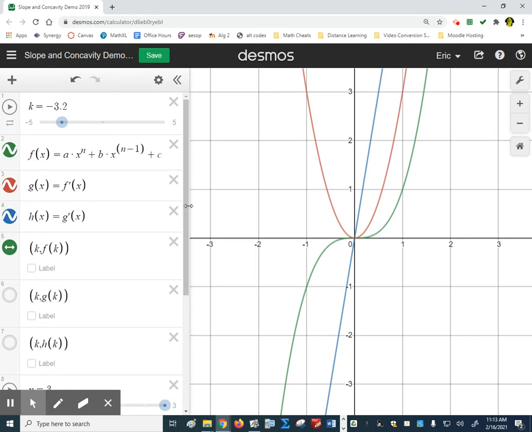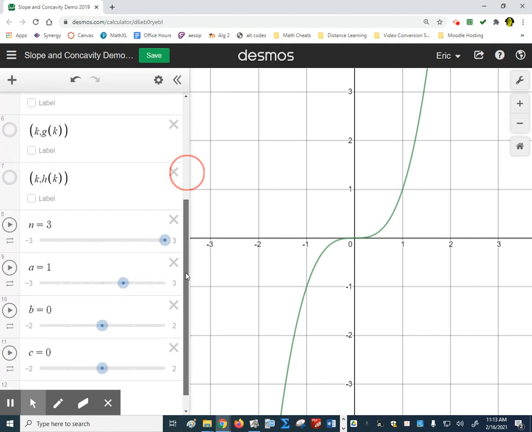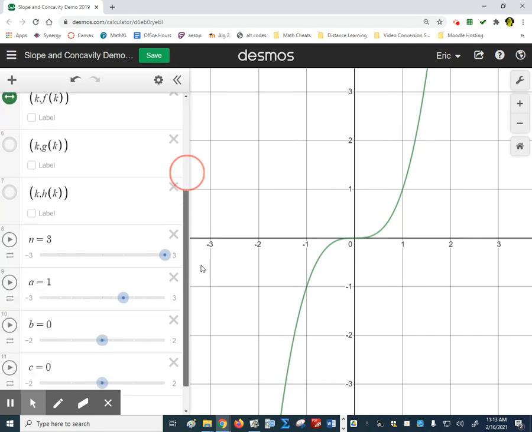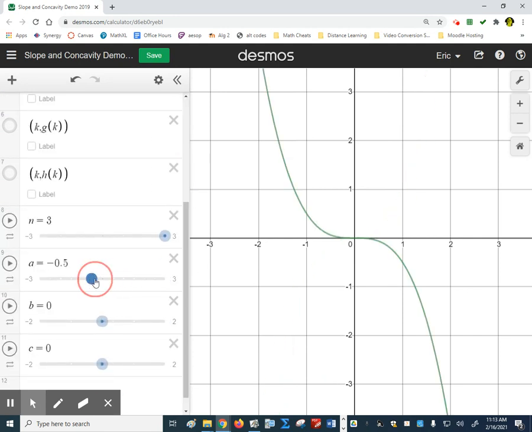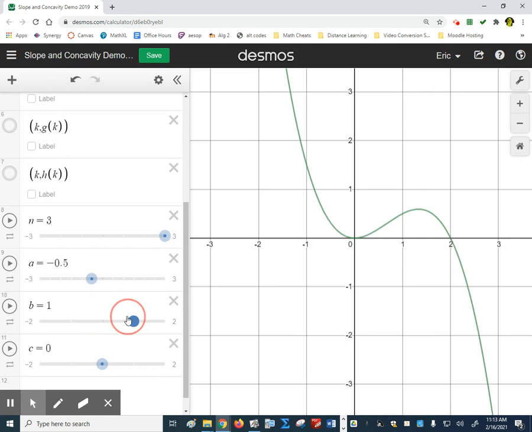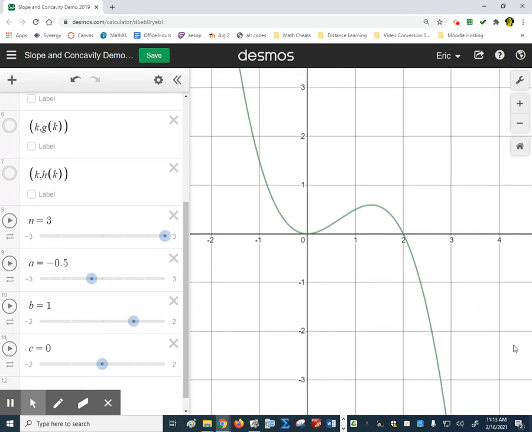All right. Okay, let's try another one here. Let's do this. Let's go. Okay, let's try that one. So what's the shape of the derivative function going to be?